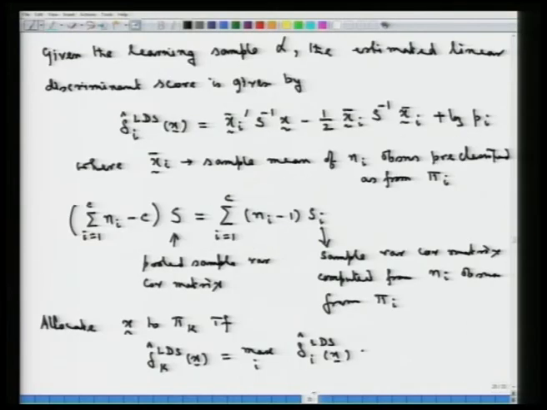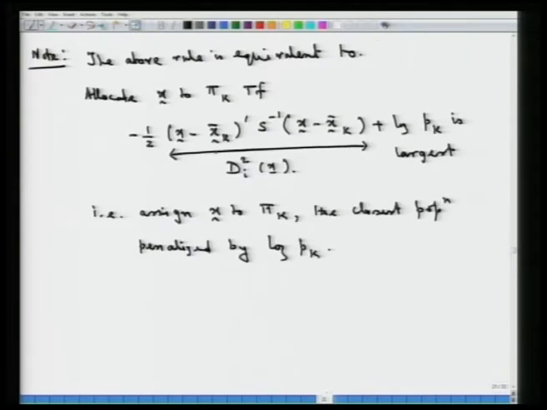So it is equivalent, because the term that we have added here is not going to vary from population to population. So this is d_k square, and hence it has the interpretation that we assign x to pi k if x is closest to the pi k population. So this is about the type of classification rules that we get if the possible C populations are multivariate normal, either differing only by the mean vector or differing both by the mean vector and the variance covariance matrix.